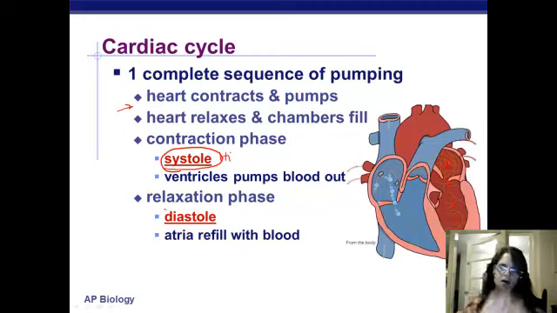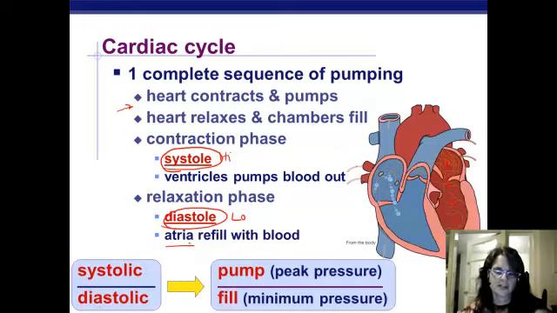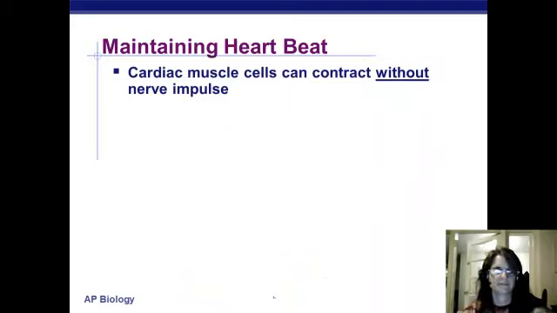Okay? And when the heart is relaxed, there's no pumping, that is called the diastolic pressure, and that is the lowest pressure your body experiences, and that is when the atria are refilling with blood, and then we're going to pump again after that. Okay, so blood pressure is reported if you get your blood pressure taken. The systolic is over the diastolic, so the highest pressure over the lowest pressure that your body experiences. So for example, 110/70 is a common blood pressure.